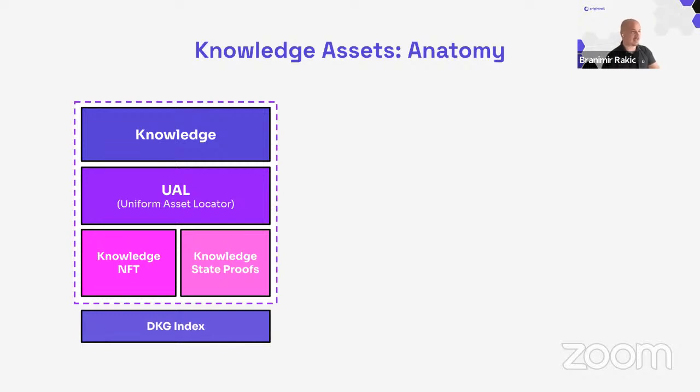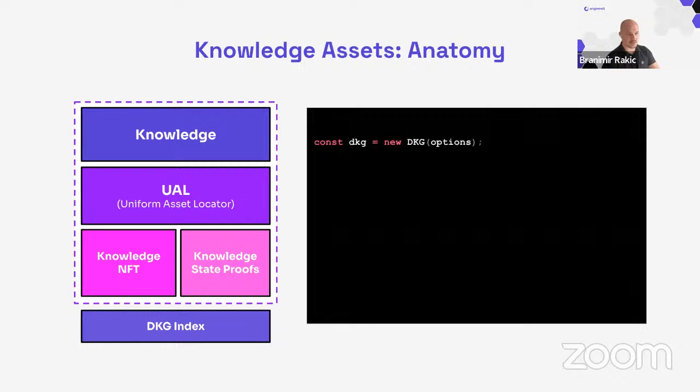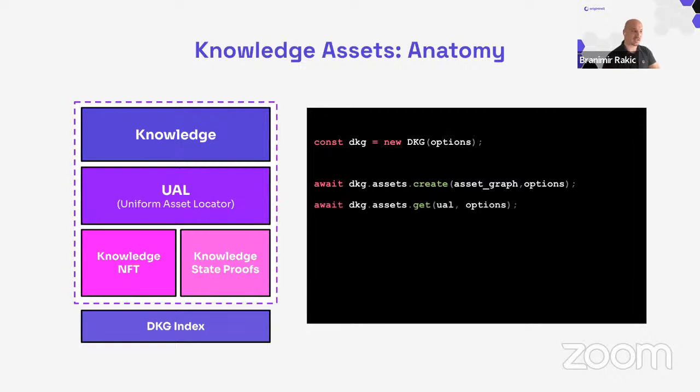If you're a developer, again, let's say you're building something with your JavaScript, for example, we have a JavaScript SDK where you can very easily create knowledge assets. You would just instantiate the DKG client, essentially, and you can do the DKG assets create method. You would use it to create knowledge assets by providing a graph. Then once you do that, you actually get the URL, because you minted the URL, essentially. You can get or fetch the knowledge asset from the network.